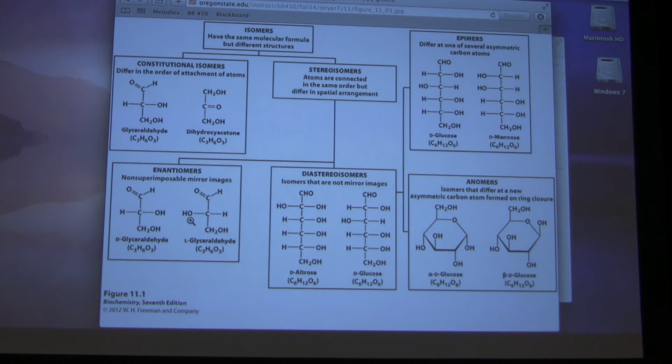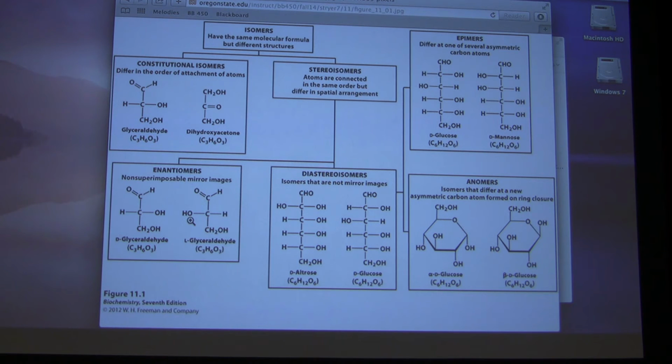And if we break down the diastereomers even further, we can look at some other considerations. Okay? If we say that we have 2 diastereomers that differ in the configuration of only 1 carbon, we have epimers. The only difference between mannose and glucose is the configuration of that carbon right there. Every other carbon has the same configuration. So these two guys are epimers.